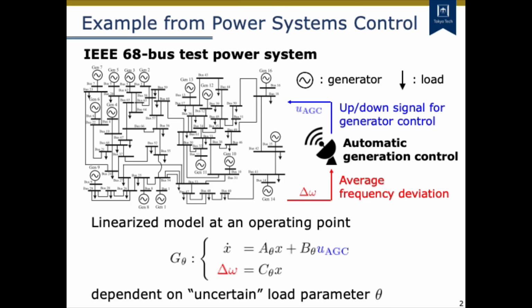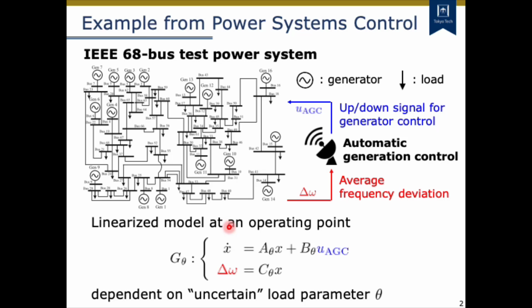As a motivating example, let's think about power systems control here. This figure shows a power network model called the IEEE 68 bus test power system. For the frequency regulation of this power system, a centralized control scheme called automatic generation control is often implemented.